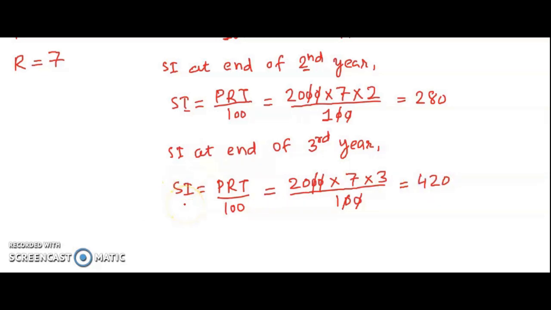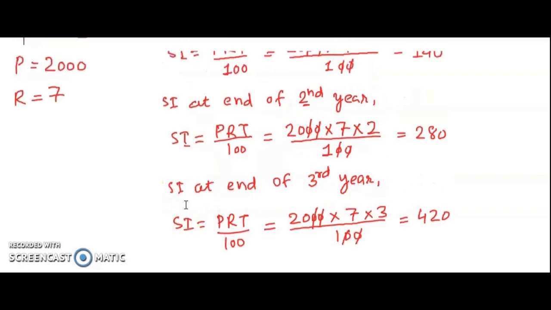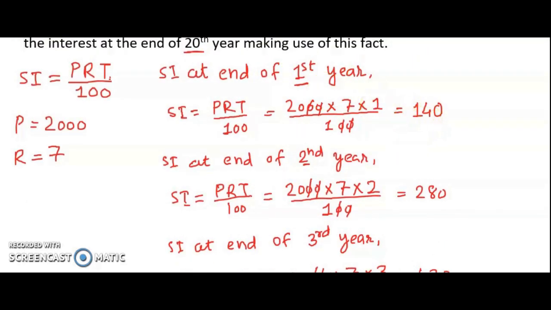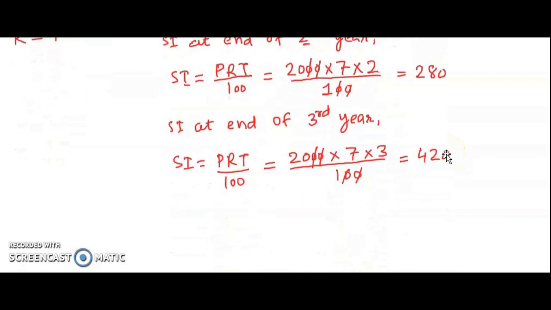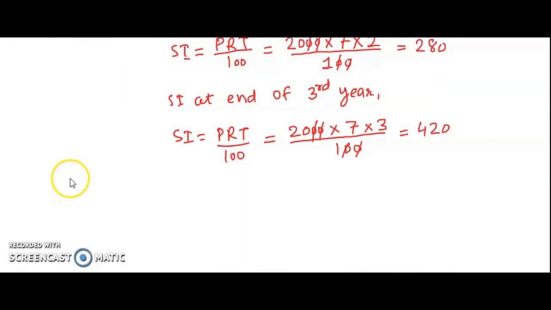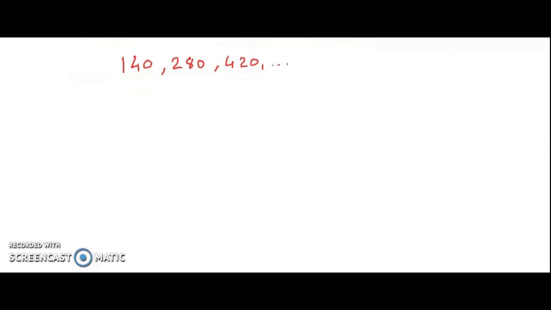So if you observe here, the interest at the end of the first year is 140, the interest at the end of the second year is 280, and the interest at the end of the third year is 420. So you can write here: first year 140, second year 280, third year 420, and so on. So here you can see the difference between consecutive numbers is the same.